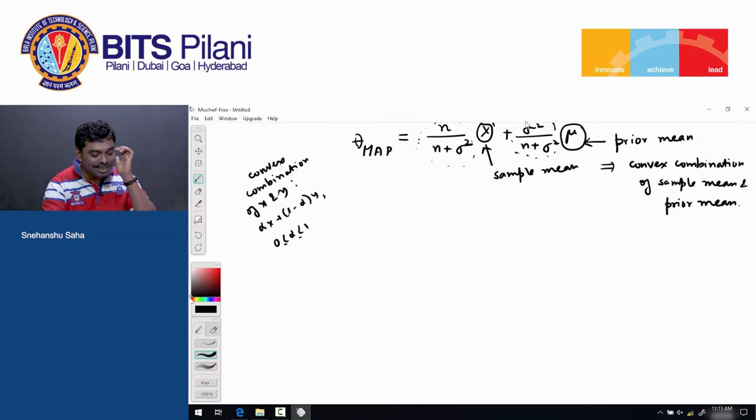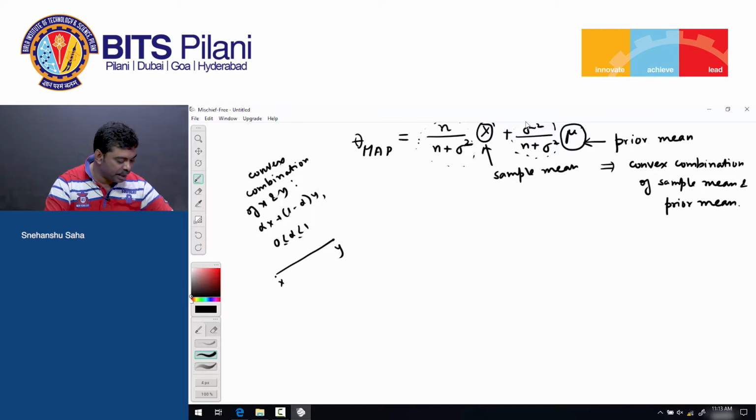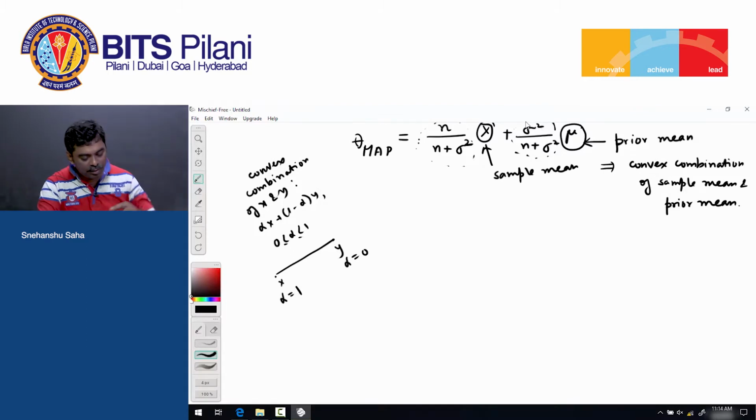And what it does is basically give you a line segment between x and y for all possible combinations of alpha. Now what you can see here is that if alpha is 0, then 1 minus 0 is 1, so all you get is y. If alpha is 0, you get y, and if alpha is 1, you get x. For all the intermediate values of alpha, you get a line segment. So we can just use this to interpret this.